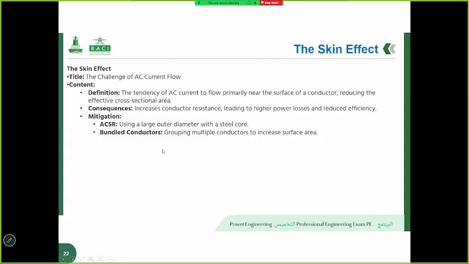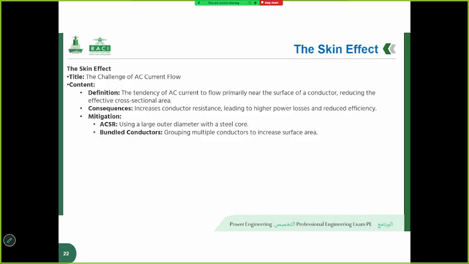Okay, this slide focuses on the skin effect, a fundamental and important phenomenon in AC electrical systems that affects the performance and efficiency of power transmission lines and cables. Understanding this effect is critical for the proper design and operation of the power grid.